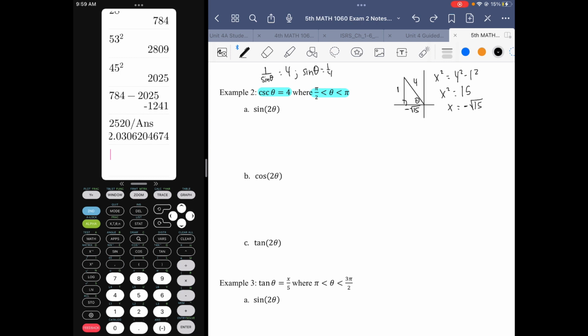Okay, so when we do this, the sine of 2 theta is equal to 2 times the sine of theta times the cosine of theta. So we would have 2 times, now sine we already have, that's 1/4. And cosine, we just figured out the other piece that we would need, so it's negative square root of 15 over 4. So this one would come out as negative 2 root 15 over 16 so far. We should reduce that if we can. So this is actually negative root 15 over 8.